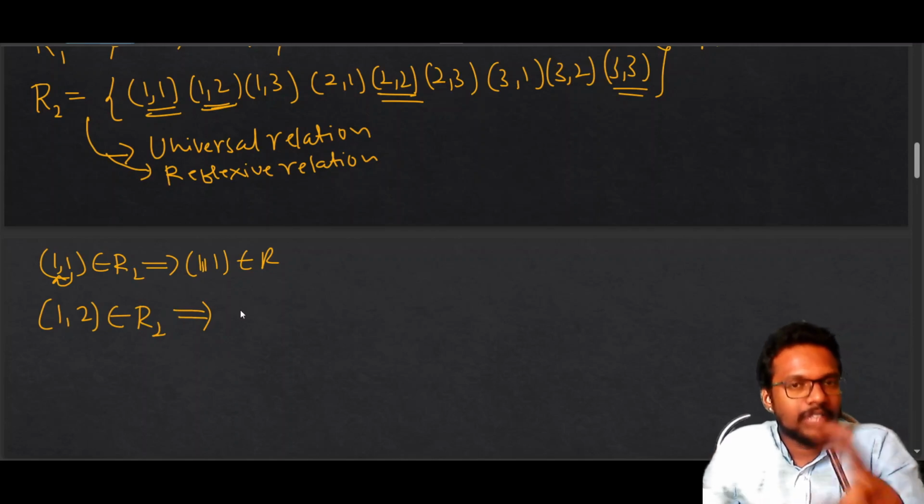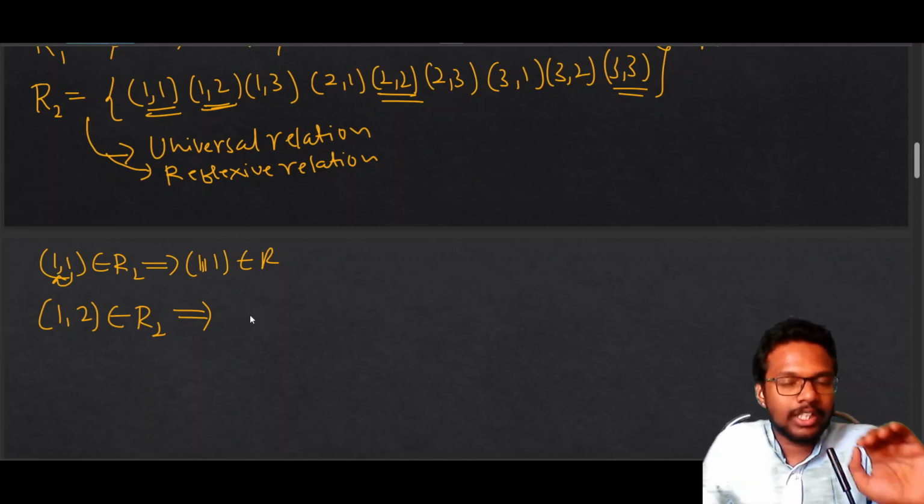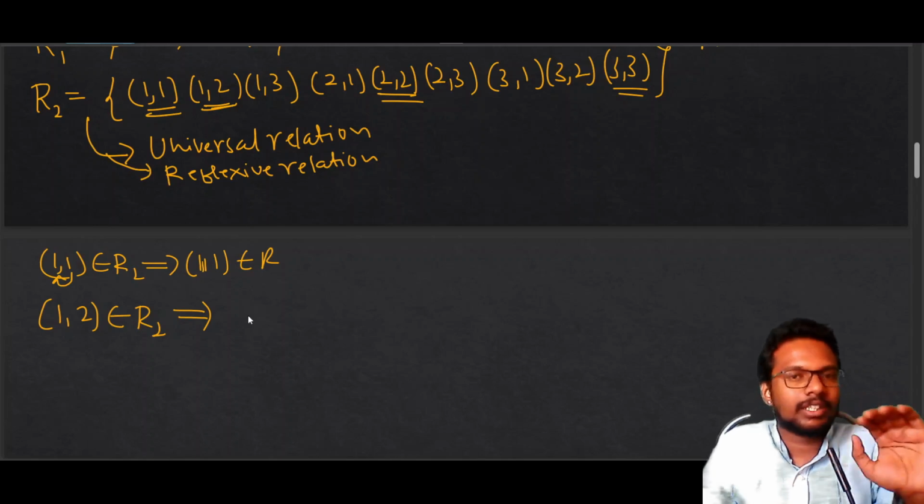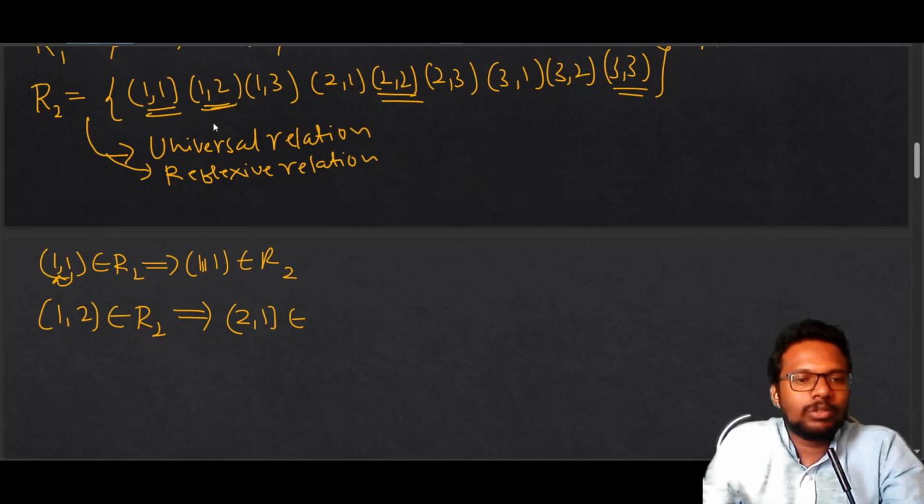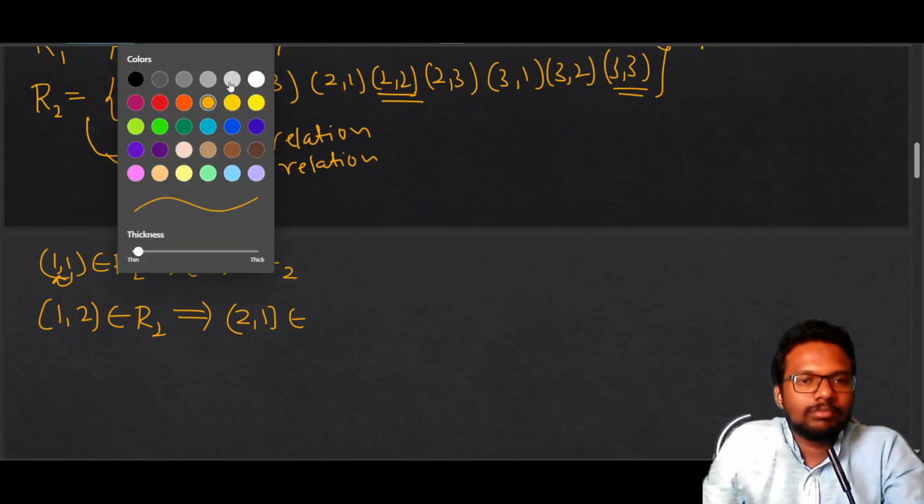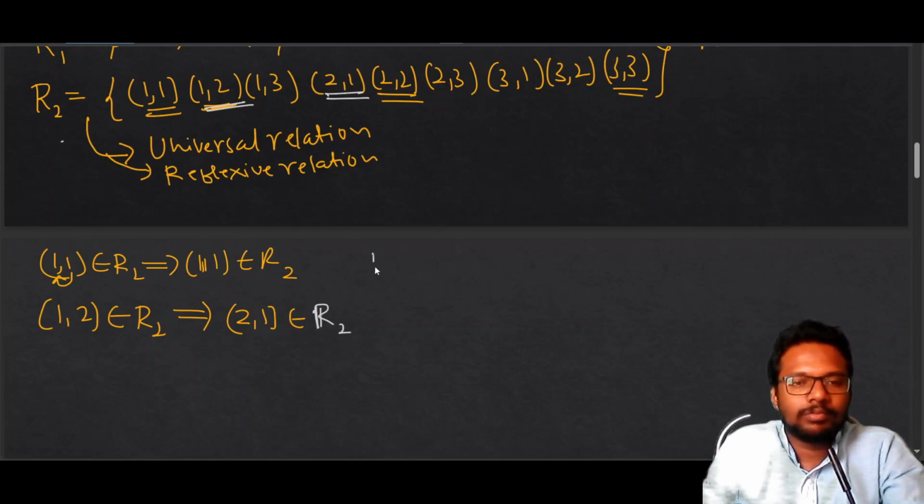Now I will reverse (1,2), because to check a symmetric relation, if A is related to B, then B should also have the same relationship to A. So I am checking whether (2,1) is present in R2. Here (1,2) is present in R2, so (2,1) is also present in R2.